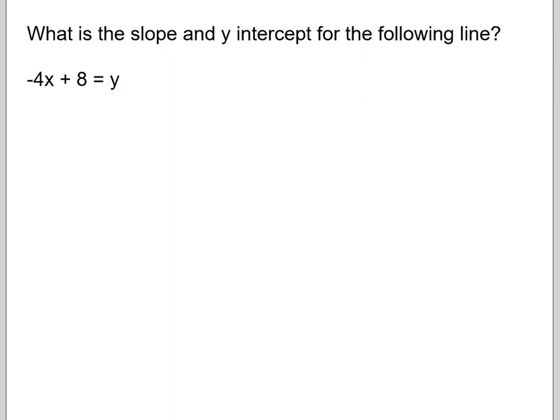Okay, before we start today, let's just do a little warm up from past ideas just to make sure our brains are fresh. What is the y-intercept and slope for this question? So we want to make sure we're in the right format. So if we take a quick look, are we in y equals mx plus b format? And the answer is yes, we are.